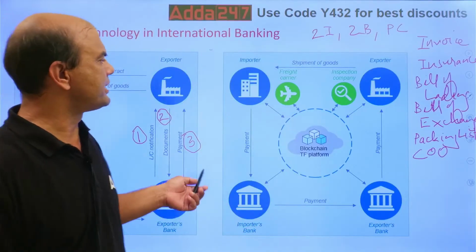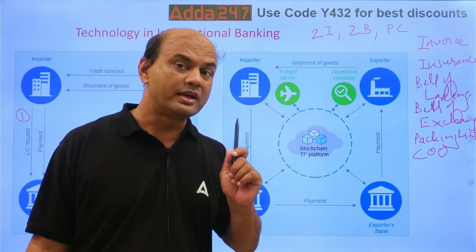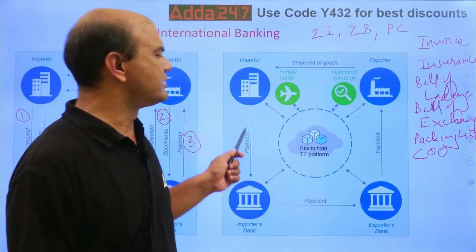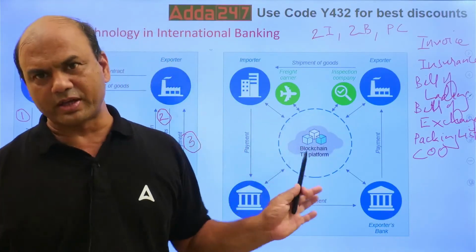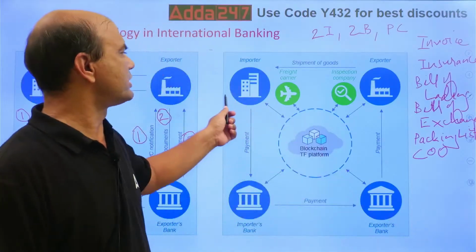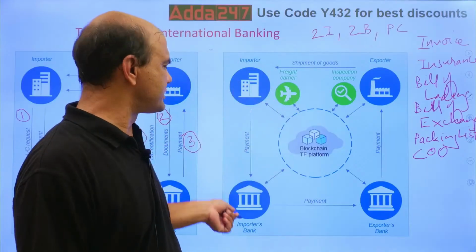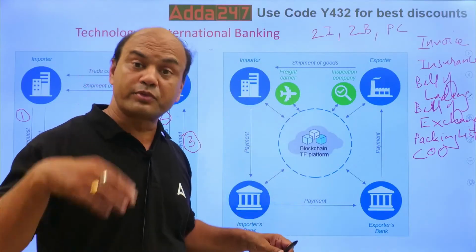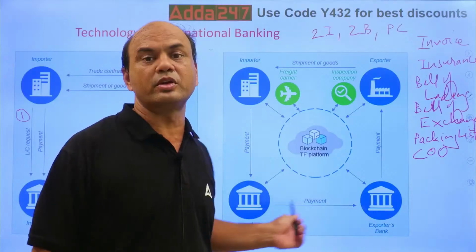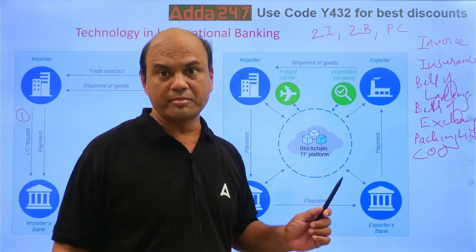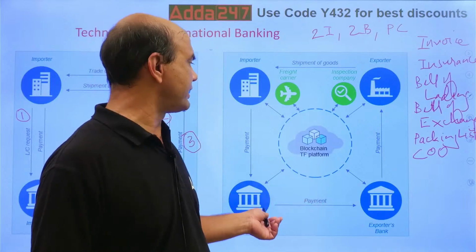But if you look at blockchain technology, blockchain is totally different. Focus from the technology angle and the time delay angle. To be frank, there is no requirement of LC in this case. The importer wants to do business, the exporter wants to do business. He will go to his bank. In fact, after a few years, these two banks will also not be needed later. But at the initial stage, he will go to his bank.